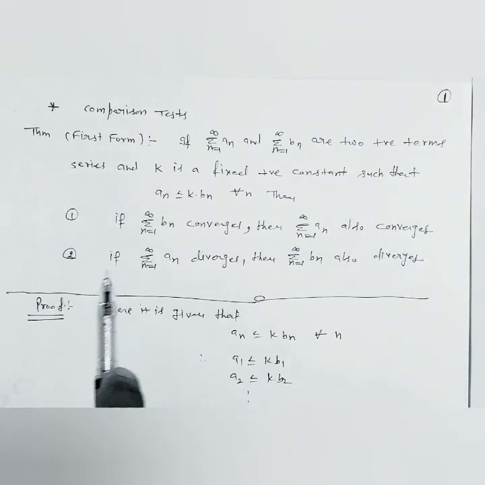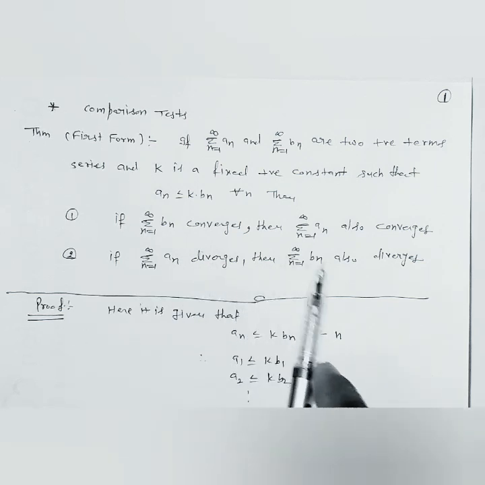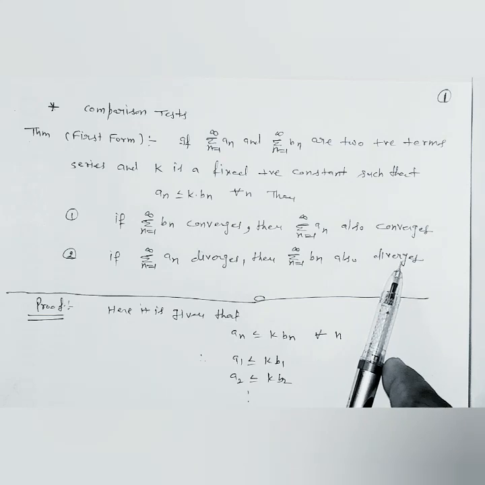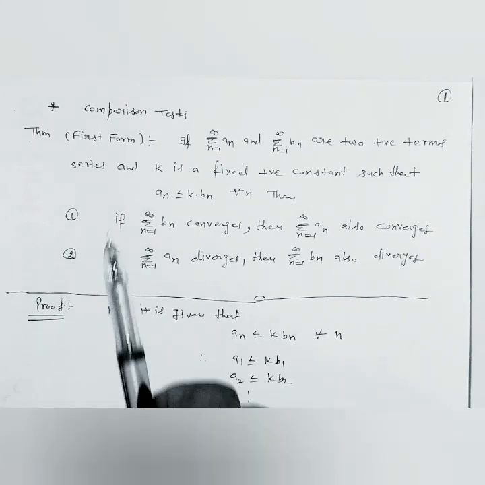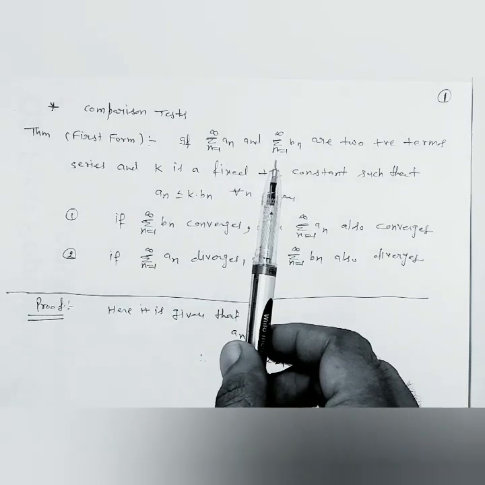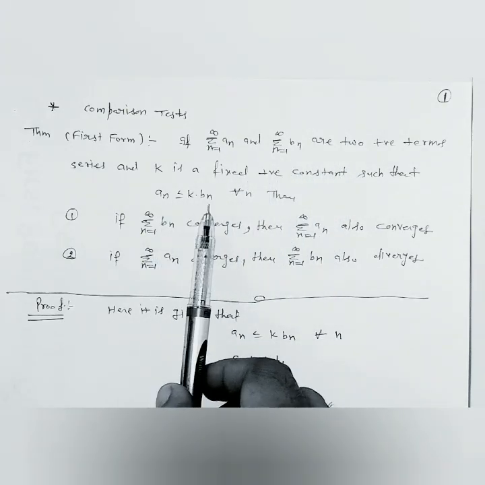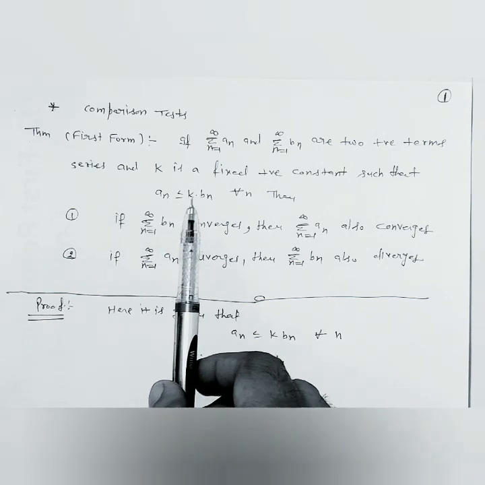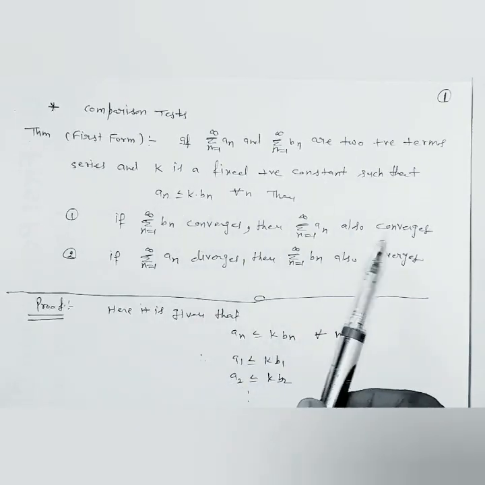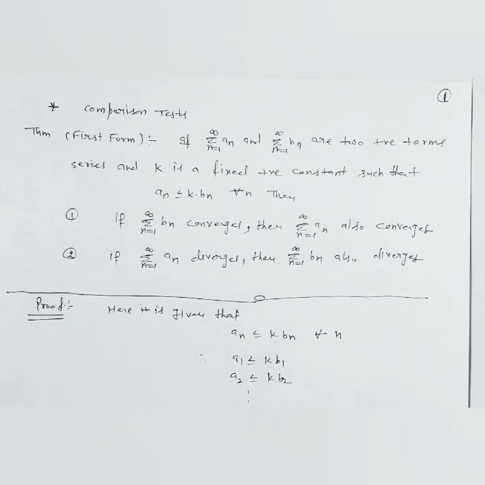Also show that if summation an is a divergent series, then summation bn is also a divergent series. In that comparison test, there are two infinite positive term series whose nth terms satisfy the following inequality: an is less than or equal to k times bn for all n. Then if bn is convergent, then an is also convergent. If an is divergent, then bn is also divergent.